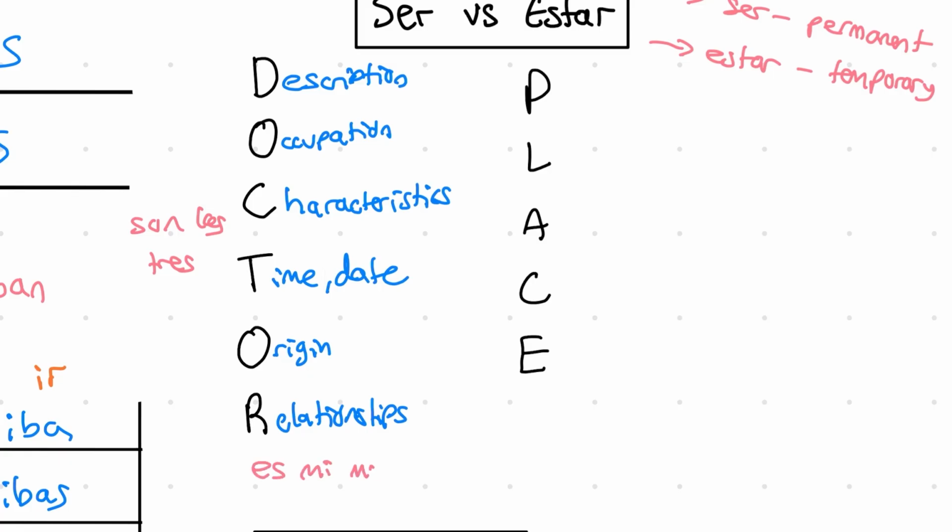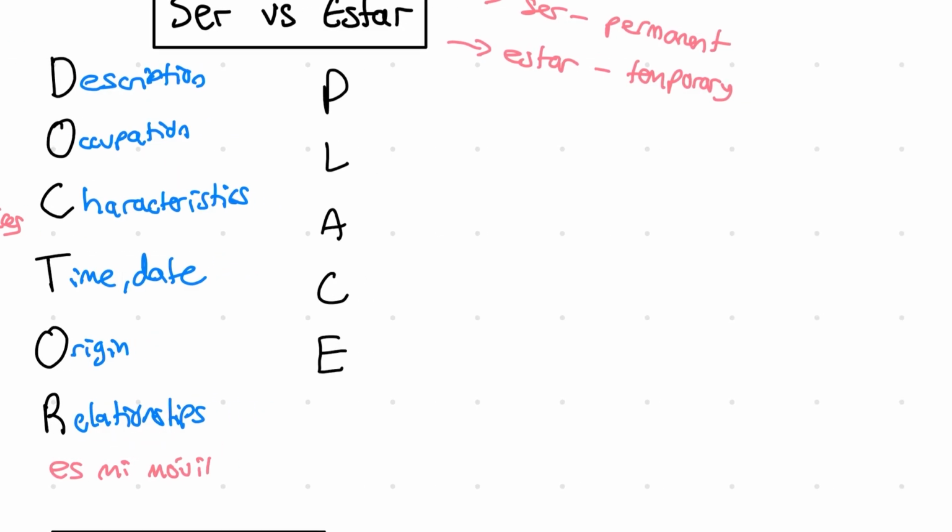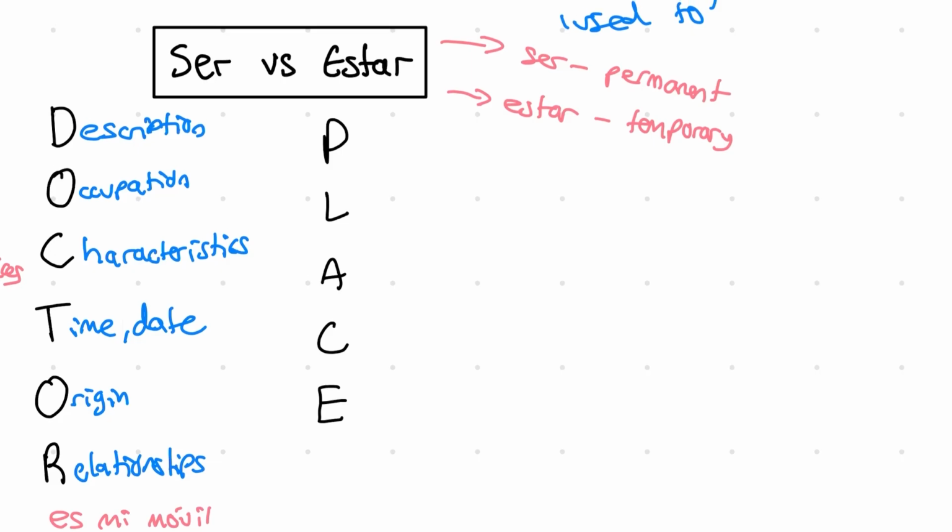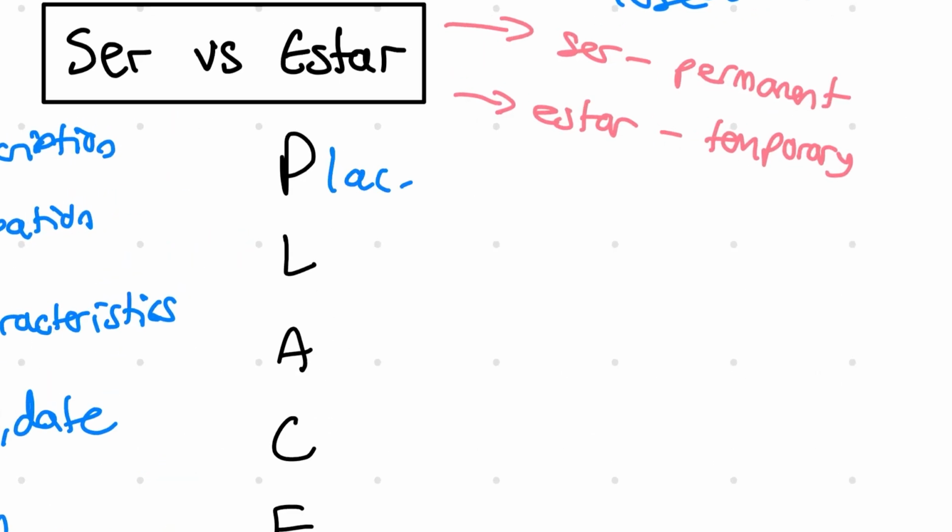We're going to use es and not estar in this example here for relationships. Okay, and then to talk about this acronym PLACE for when to use estar. So this P stands for place actually, so where something is in relationship to another thing. So for example, I could say está debajo de, it is below something.